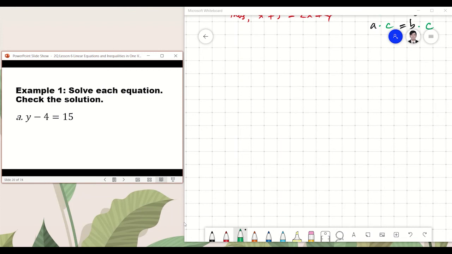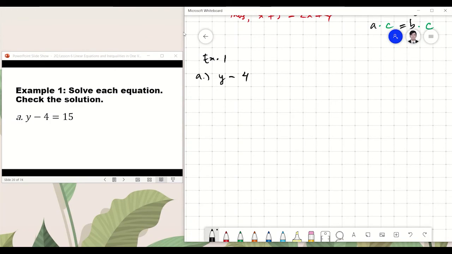So ano ulit yung goal natin kapag yung instruction na binigay sa atin is to solve something? Hinahanap natin yung solution. Ano yung ipapalit natin sa variable na in the end, when we follow PEMDAS, magiging true statement siya. So yun yung hinahanap natin. So let's have example 1a.